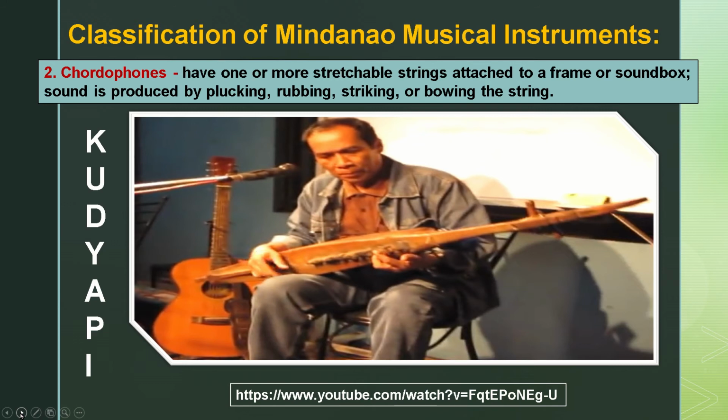Once we say chordophone, it has one or more stretchable strings which are attached to a frame or sound box. The sound is produced by plucking, rubbing, striking, or bowing the string. The best chordophone example that they have in Mindanao is the kudyapi. So let us hear how the kudyapi sounds.